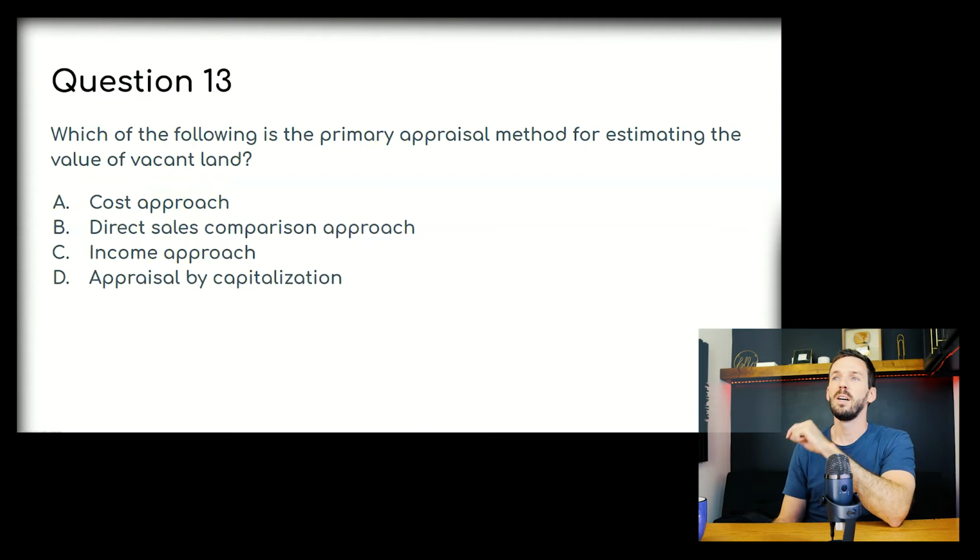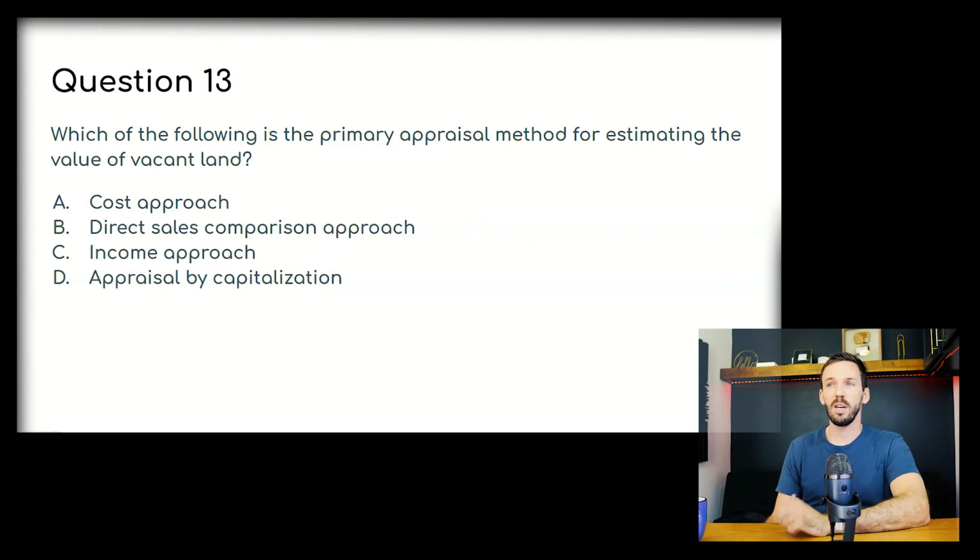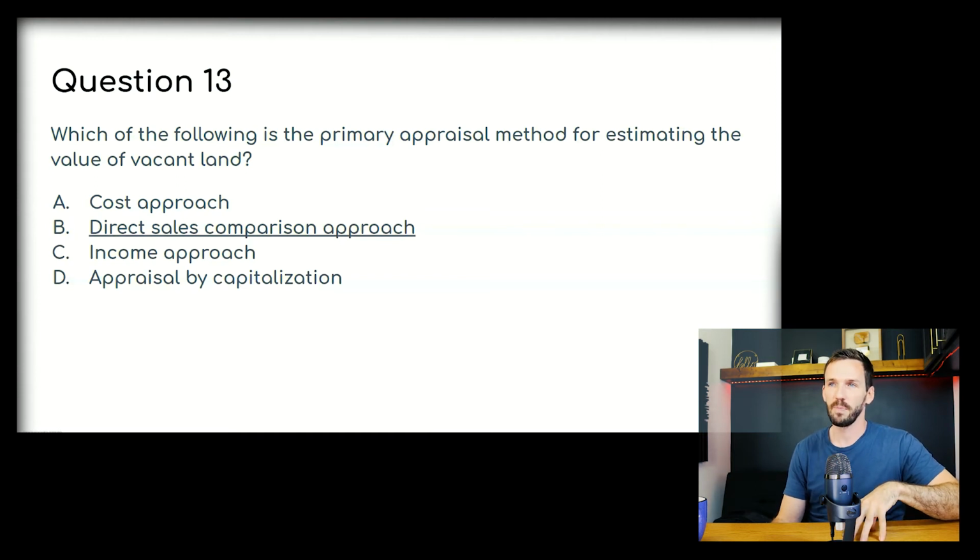Question 13. Which of the following is a primary appraisal method for estimating the value of vacant land? Cost approach, direct sales comparison approach, income approach, or appraisal by capitalization? Straight to the keyword here of direct sales comparison approach. This is used for land and for single-family owner-occupied houses. B is the answer here, right? Doesn't bring in income. There's no cost. You didn't build anything on it, right? So there is nothing there that is cost.